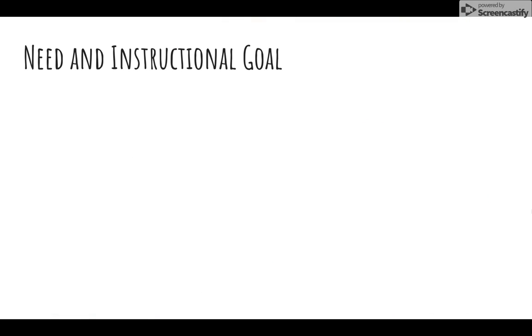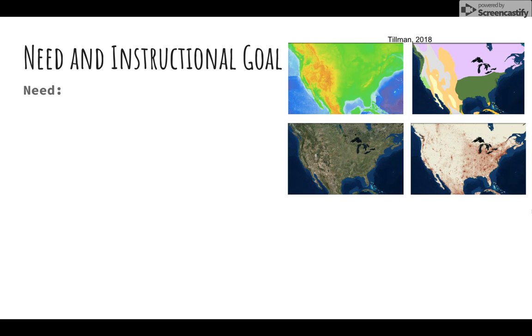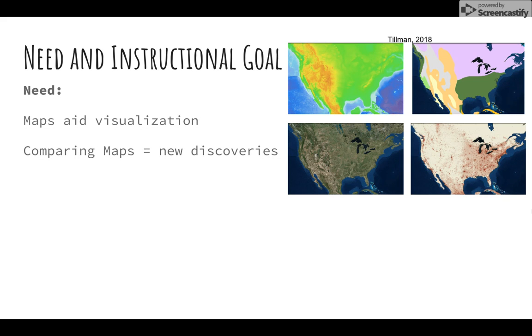The need I identified for my geography students is improved map reading skills. Map reading skills aid visualization, both in learning about other locations and also learning about historical events in those locations. Also, I want my students to be able to create their own knowledge, make their own new discoveries by comparing different maps of the same location and maps from around the world.